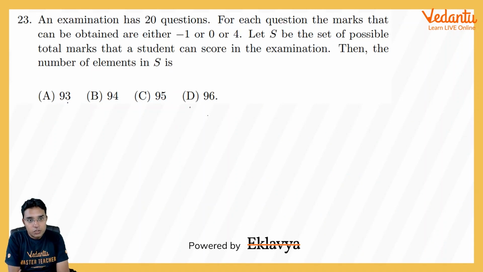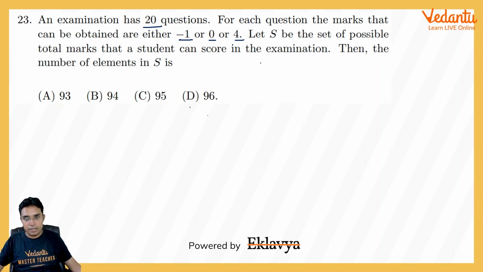Now coming to the next question, that is 23. This question says an examination has 20 questions. For each question, the marks that can be obtained are either -1, 0 and 4. One very standard format for JEE Mains type questions. For correct you get 4, for leaving you get 0, for incorrect you get -1. And S is the set of possible total marks that a student can score in the examination. Then the number of elements in S is.